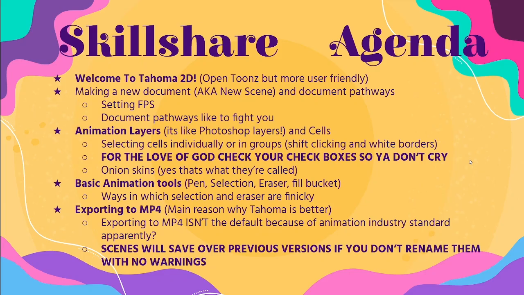Now here is a brief rundown of what we're going to go over in the Skillshare. We're going to start with an intro to the program, how to make a new document, setting your frames per second, and document pathways. We're going to talk about animation layers, then go on to some basic animation tools, and then how to export an MP4.